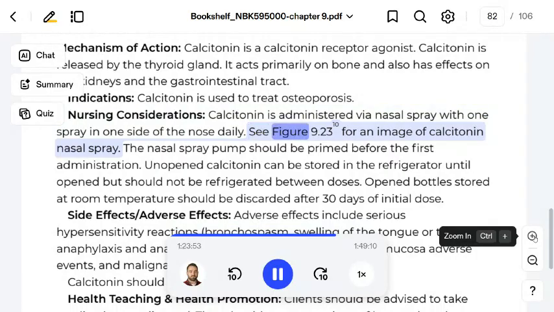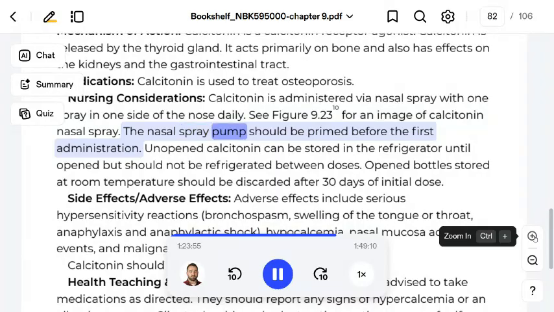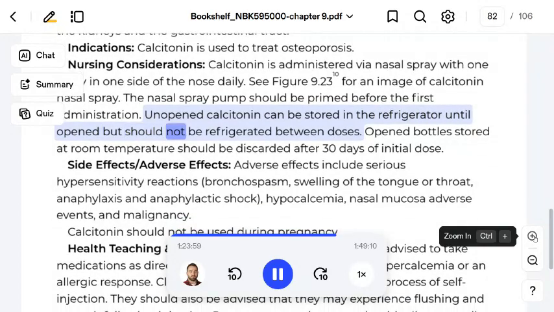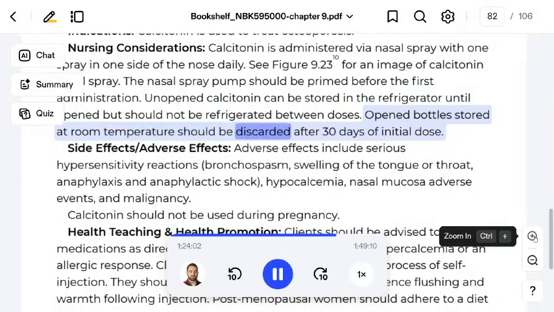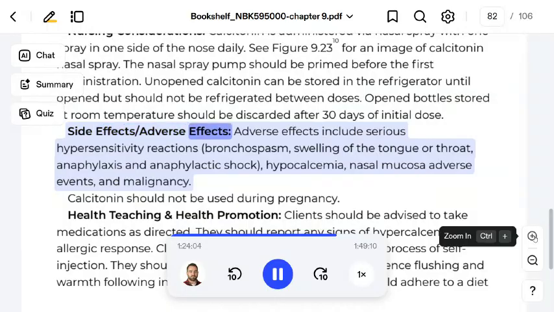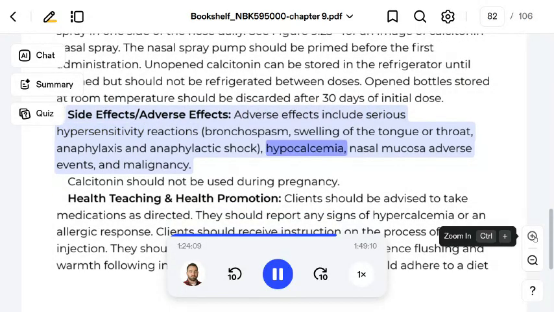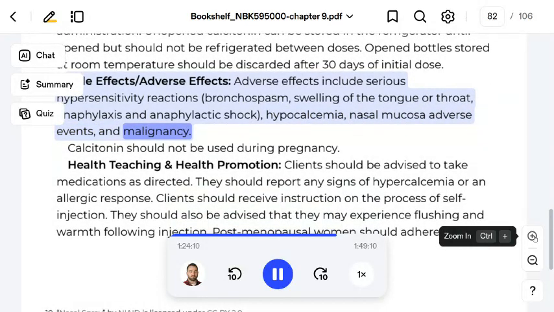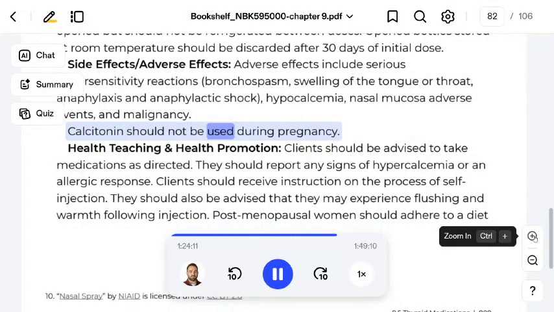See Figure 9.23 for an image of calcitonin nasal spray. The nasal spray pump should be primed before the first administration. Unopened calcitonin can be stored in the refrigerator until opened but should not be refrigerated between doses. Opened bottles stored at room temperature should be discarded after 30 days of initial dose. Side effects, adverse effects. Adverse effects include serious hypersensitivity reactions, hypocalcemia, nasal mucosa adverse events, and malignancy. Calcitonin should not be used during pregnancy.